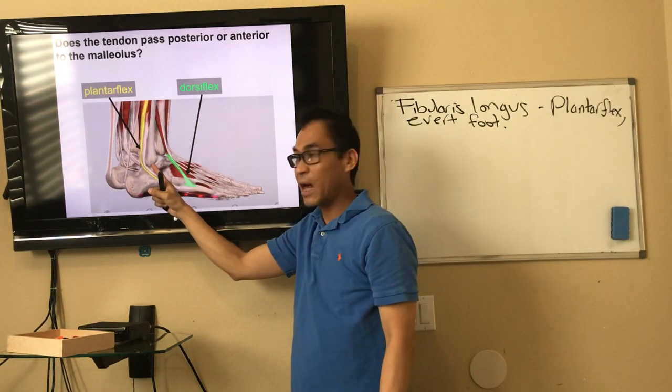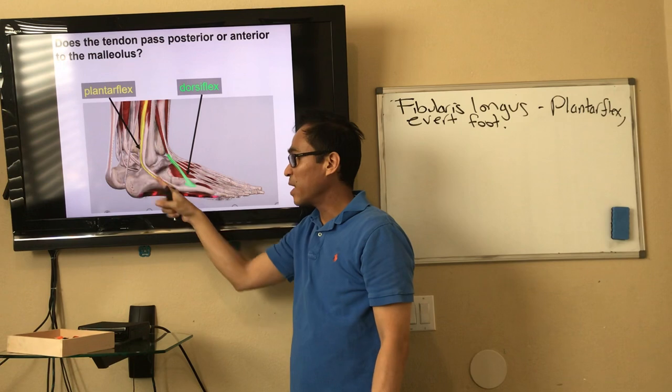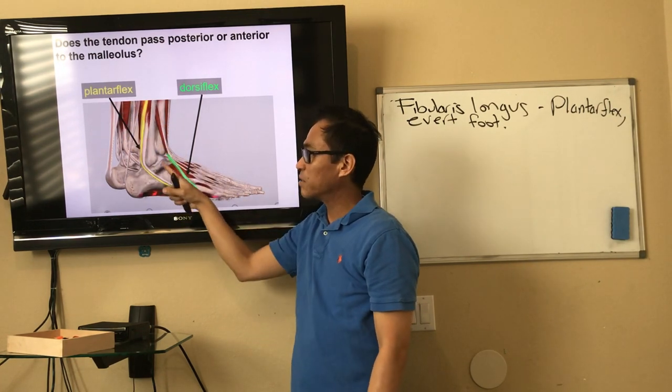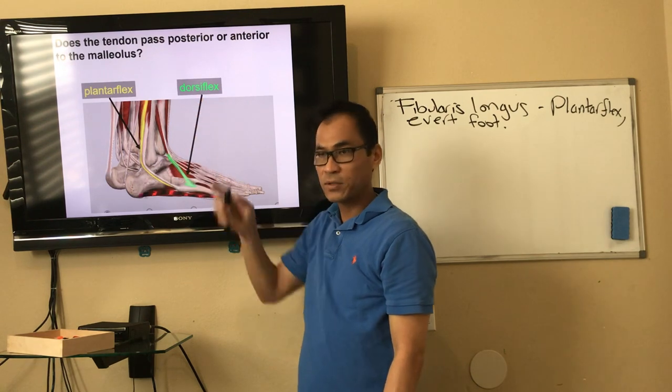In terms of plantar flexion, dorsiflexion, the general rule is, does the tendon pass posterior or anterior to the malleolus? In this case, it's the lateral malleolus. If it passes behind it, posteriorly, that muscle can plantar flex. If any tendon passes in front of it, it can dorsiflex. Okay, so just kind of know that rule.